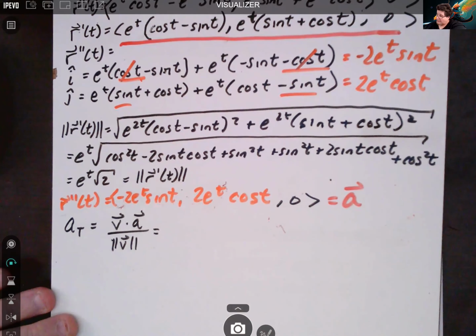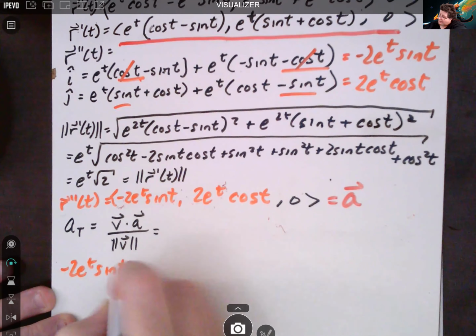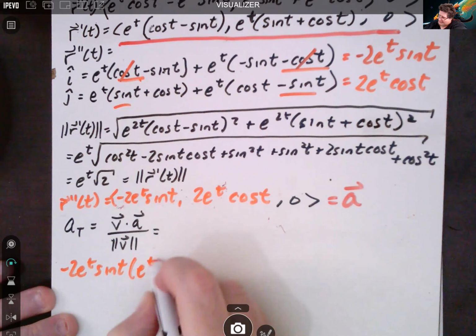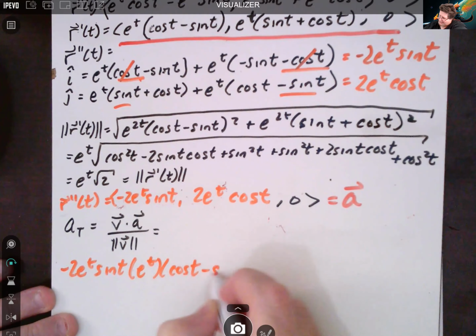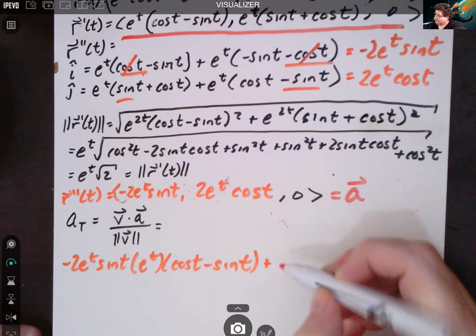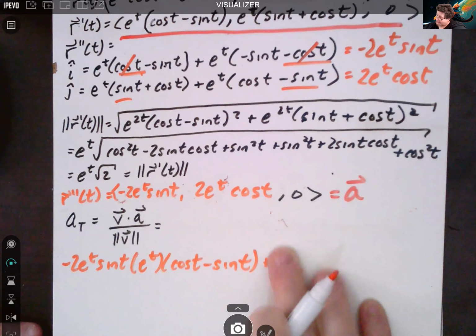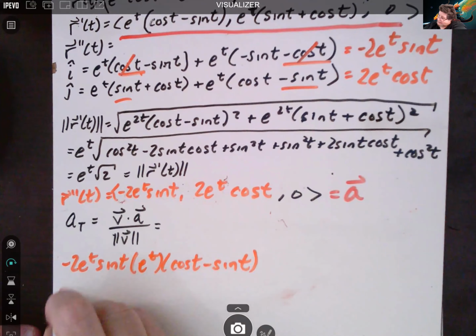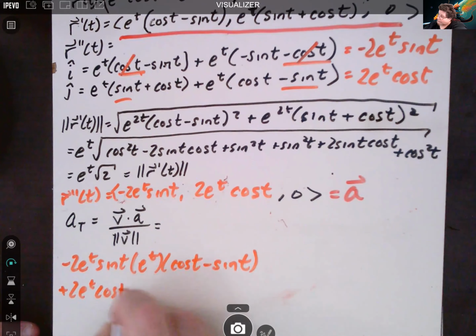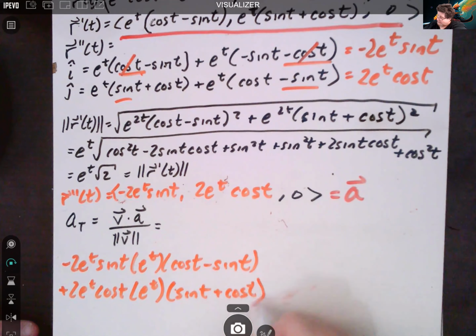All right, so I dot that with R prime. So I've got negative 2e to the t sine t times e to the t times cosine t minus sine t, plus 2e to the t cosine t. I'm going to do this on two lines. This is going to get ugly. And then I've got the R prime part. That's my dot product.